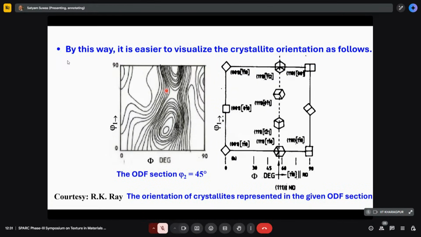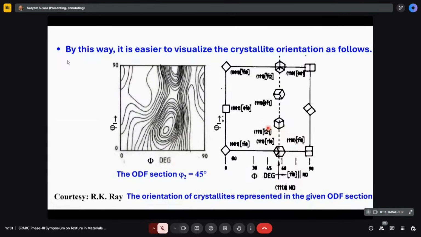So for example, if we have an orientation distribution function with these maxima, in a section of 45 degrees, I can easily correlate that, okay, this maxima is because there are orientations with 111 bar 1 bar 1 2, and this maxima is because of 111 1 bar 2 1. So if a person who understands texture is given this orientation distribution function, which comes through all the treatments that we have gone through, he can easily decode the crystal orientation.